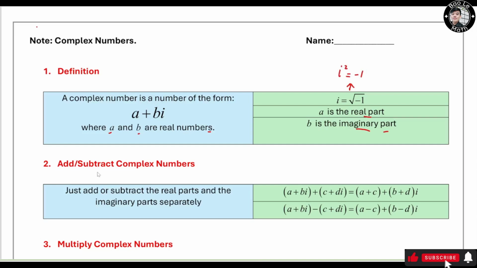In order to add or subtract complex numbers, we just add or subtract the real parts and the imaginary parts separately. So look at this one right here, a plus bi plus c plus di. Now we're going to add two complex numbers. We're going to add the real parts, a plus c right here, and the imaginary parts, b plus d. We're going to factor i out, so it could be like this, right? Now we do exactly the same thing for subtraction, right?